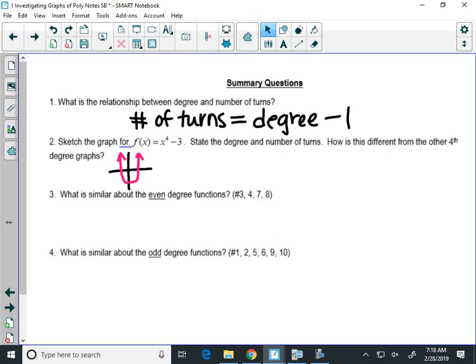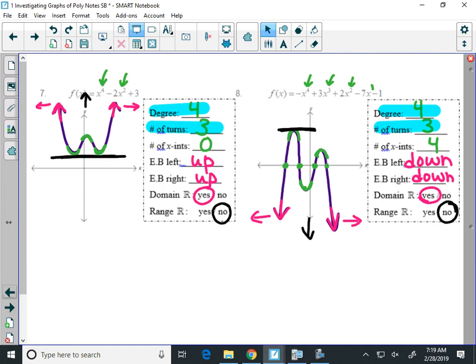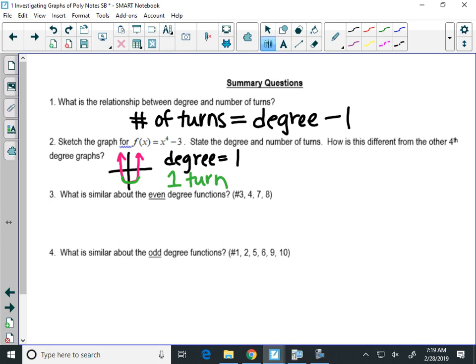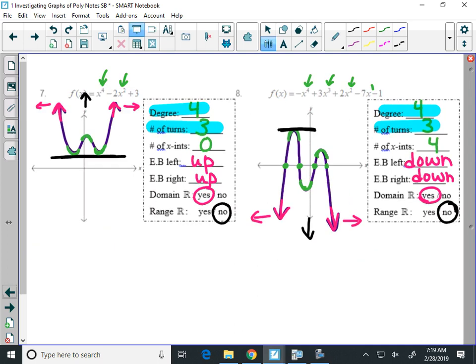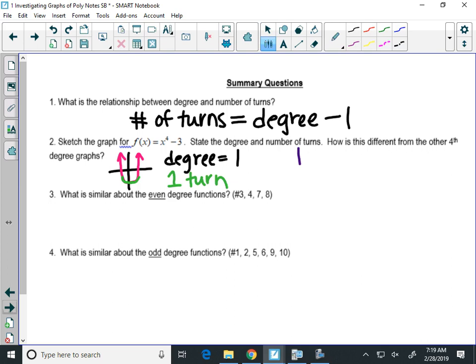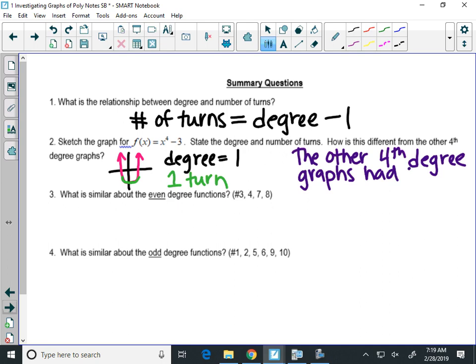Okay? So again, when I go back to x to the 4th, the degree 4 polynomials, these were the ones that looked like w's and m's. They had lots of squiggles and lots of turns. And the question here is, okay, state the degree. Well, my degree is my highest exponent, so my degree is 4. But this graph looks like it only turns direction 1 time, which is different from the other 4th degree graphs, because these 4th degree graphs both change directions 3 times. So let's take a look here. So this is different because the other 4th degree graphs had 3. I'm going to abbreviate turning points as TP, turning points.